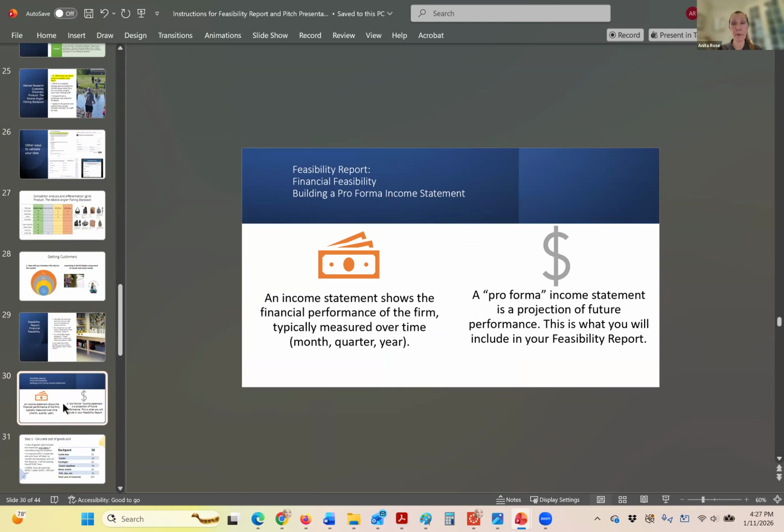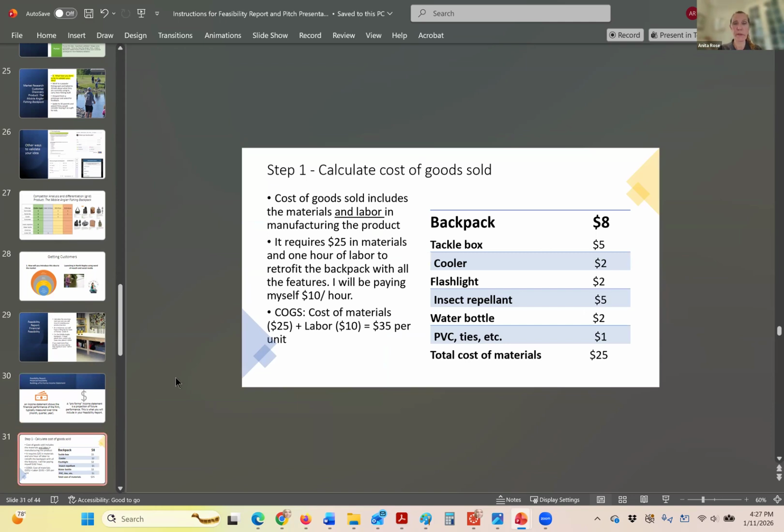So for the pro forma, well, pro forma is like in advance your projected revenue and expenses. So we want to look at a pro forma income statement analysis. So we're going to be doing that as well. And then we're going to break down the costs associated with the product.